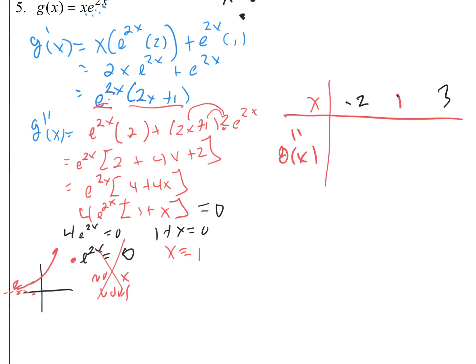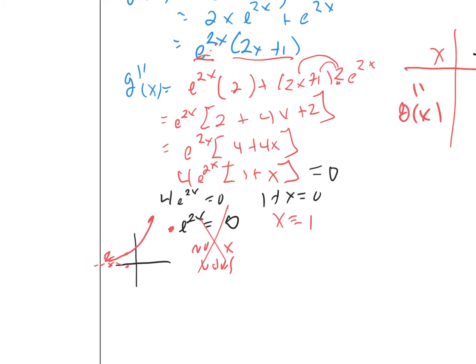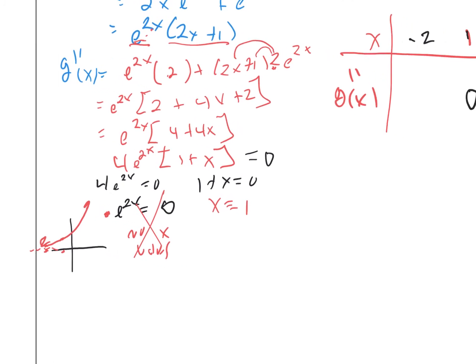So I know at 1, the second derivative was 0. So let's find the easiest form of the second derivative. I think I'm going to use this one right here: 4e to the 2x times (1 plus x). That's the easiest form of g double prime. So I'm going to plug my negative 2 in and see what happens. I have to show the work. At x equals negative 2, here goes.